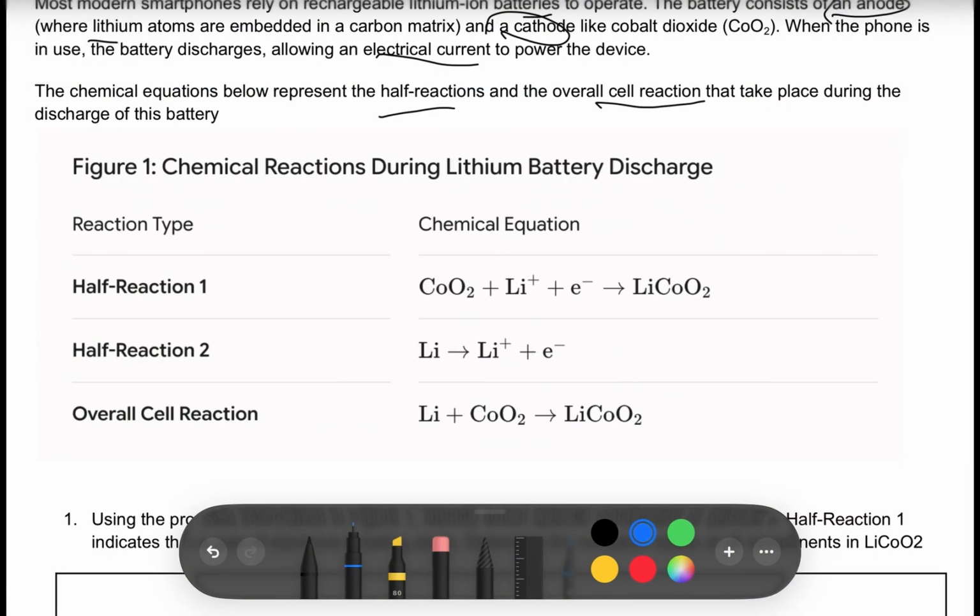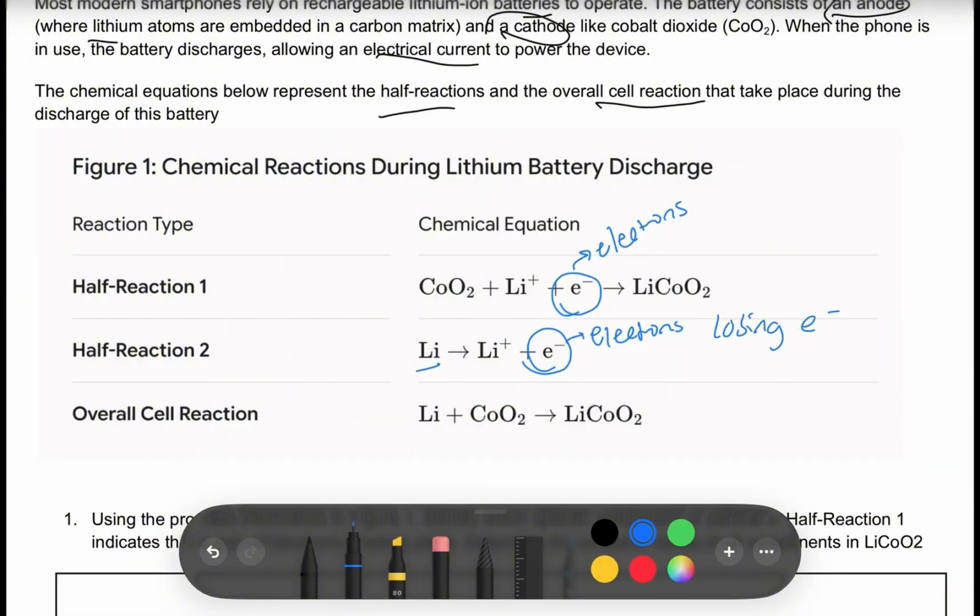In a half reaction, you're going to have either reduction or oxidation happen. So let's first look at half reaction number 1. We see that we have this e-, which is another symbol for electrons, on our reactant side. But in half reaction 2, we see that the electrons are now on the product side. If the electrons are on the product side, that means they're being released, they're being produced. So it also means that we're losing electrons. In this case, lithium, Li, is losing electrons.